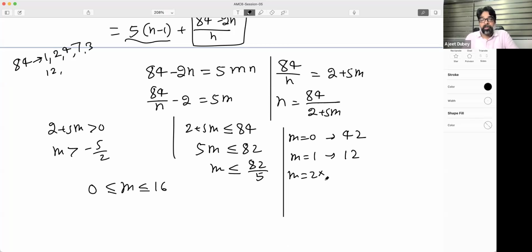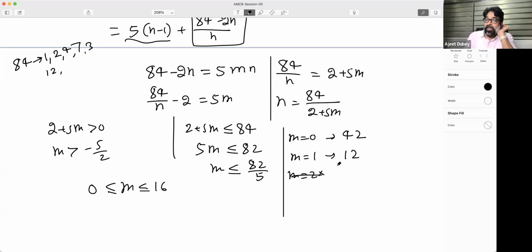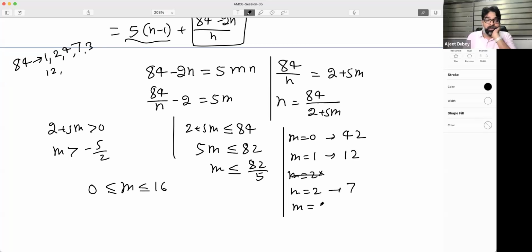So 12, 14. So m equal to what is the next value? M equal to 2 is possible, right? 12 is a factor of 84, which gives us 7. 84 by 12 is 7. M equal to 2, 12, is possible. N will be 7. M equal to 3, 15 plus 2, 17, not possible.